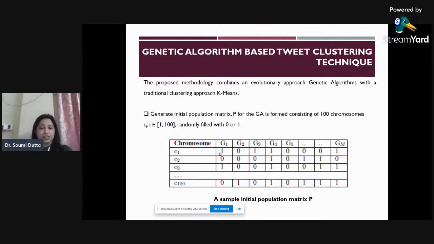I have taken a set of chromosomes in a population set, basically 10 chromosomes, starting from C1 to C10. And for all the dimensions, the same number of dimensions I had in the previous case is kept here, that is M. I have tried to create the matrix here. So this is the population matrix I have generated.